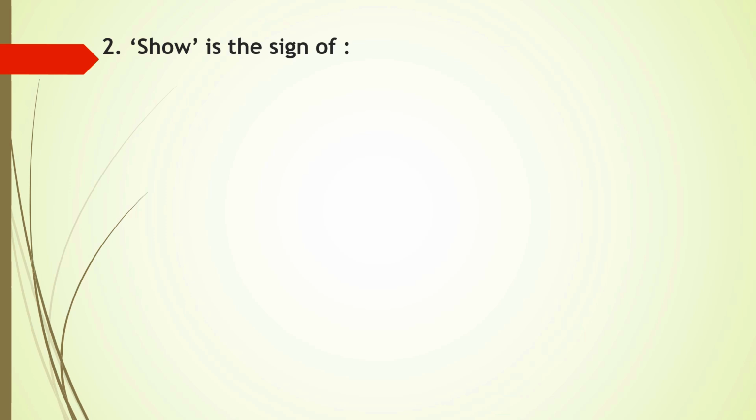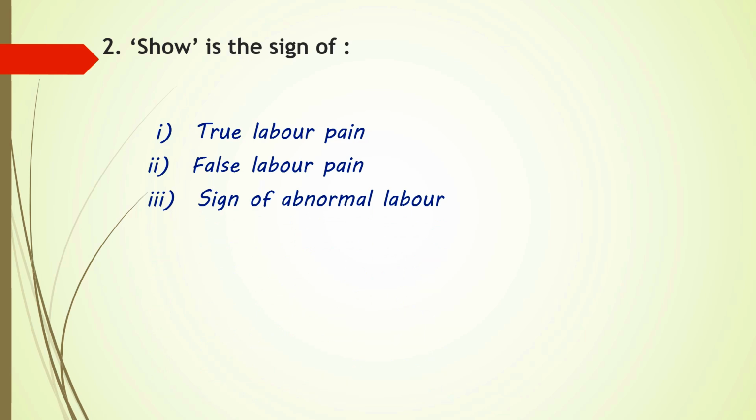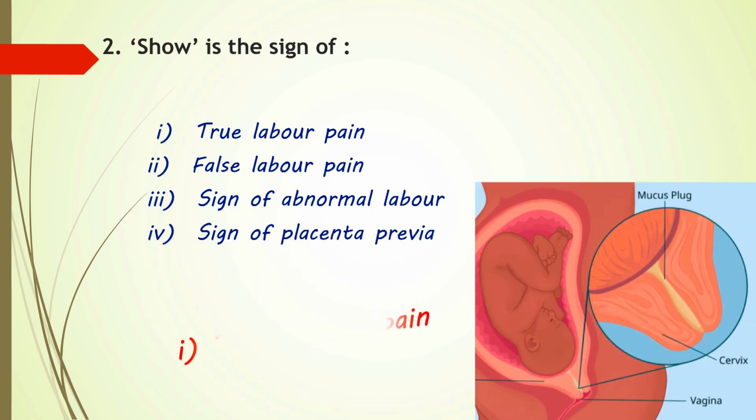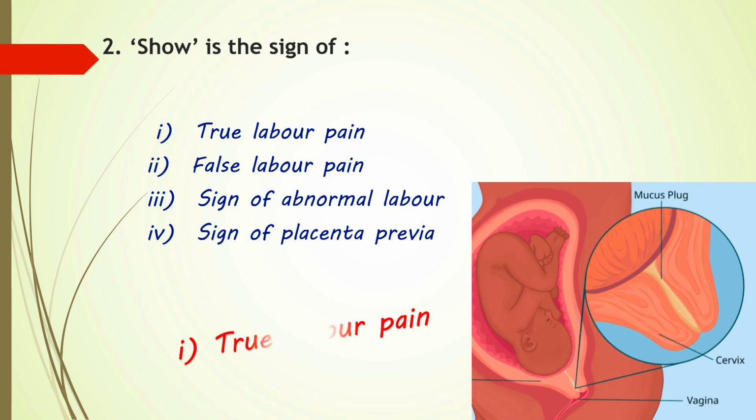Question number 2, show is the sign of: true labor pain, false labor pain, sign of abnormal labor, or option 4 sign of placenta previa. Yes, you are absolutely right. Show in pregnancy is a sign that the cervix is beginning to soften, thin and dilate in preparation for labor. So it is a sign of true labor pain. So option 1 is the correct answer.